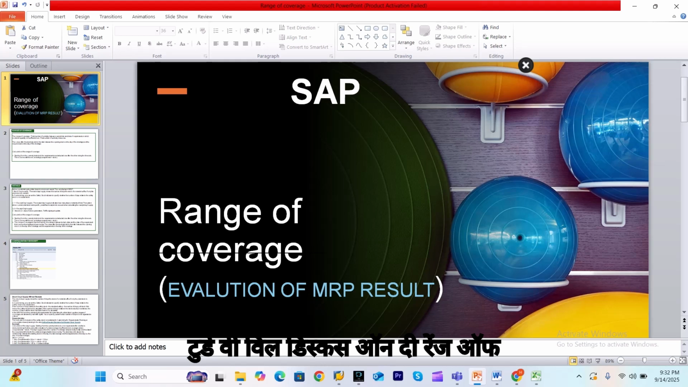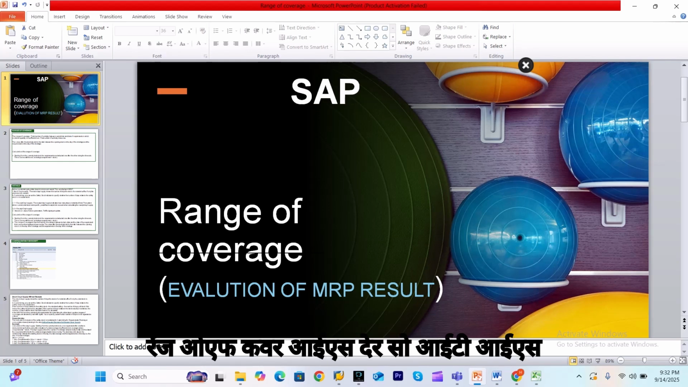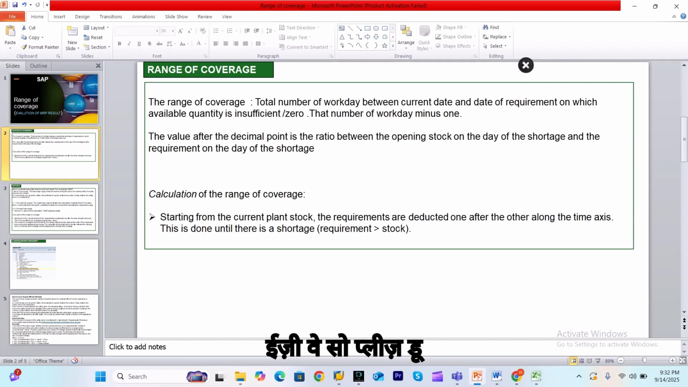Today we'll discuss the range of covers. This is basically the MRP result: once you run the MRP and you have stock and some receipts, it shows how many work days will be covered by the stock or receipts. Based on that, this range of coverage is there. It is somewhat tricky to understand, but I will try to explain it in an easy way.